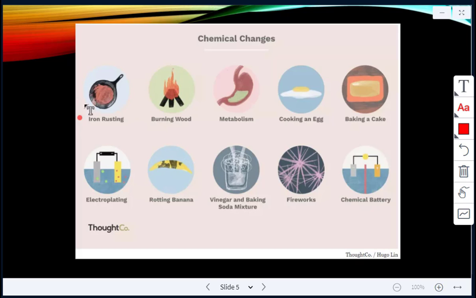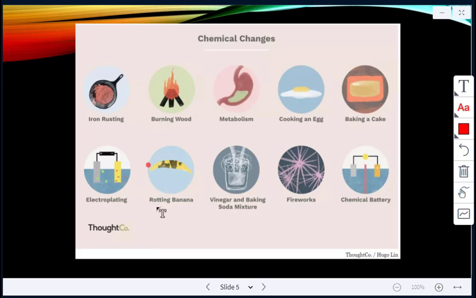Rusting, iron rusting, that's a chemical change. Any type of burning, burning wood, that would be a chemical change. Metabolism, as we digest our food, there are enzymes involved in our stomach. You may remember that from grade 8 when we looked at the digestive system. That is a chemical change. Cooking, baking, those are chemical changes. These are some other examples.